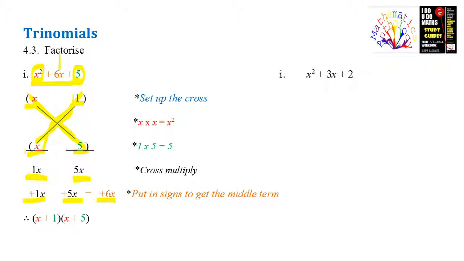If this is a positive 1x, it means my value 1 in my cross here needs to be positive. If this is a positive 5x, it means that my value 5 here needs to be a positive as well. So my two brackets will then become x plus 1 and x plus 5. And this is how you factorize using cross method when you have a trinomial.